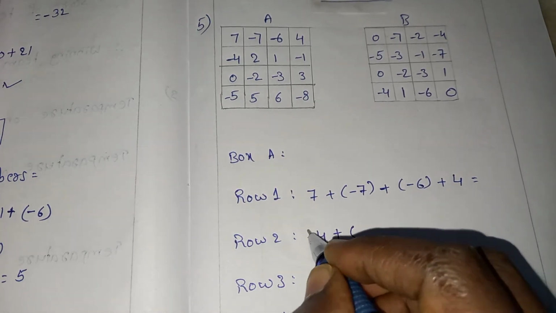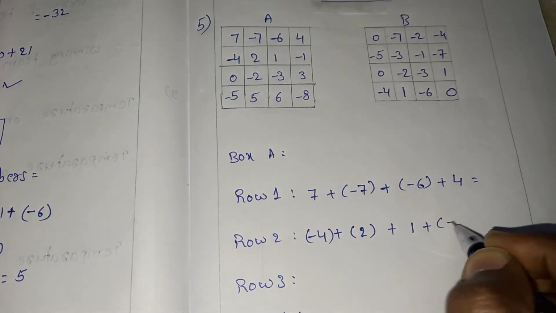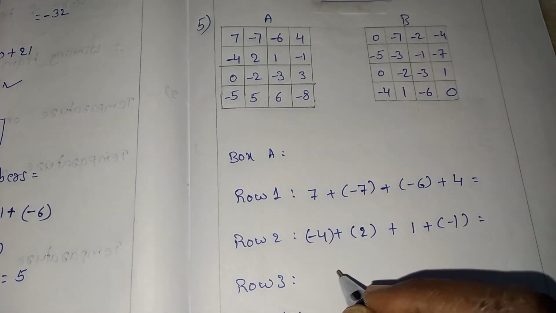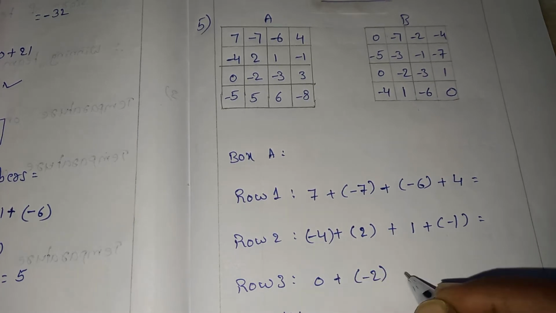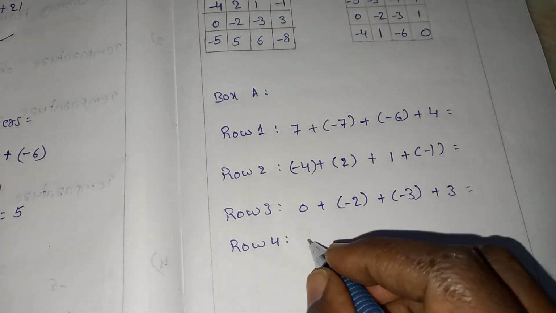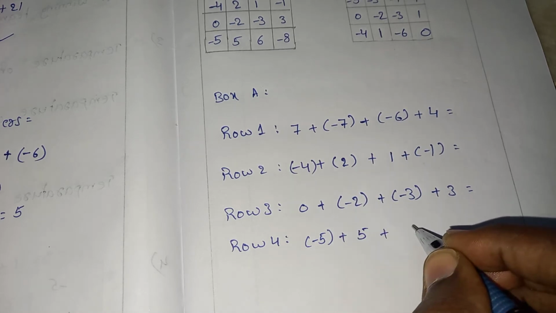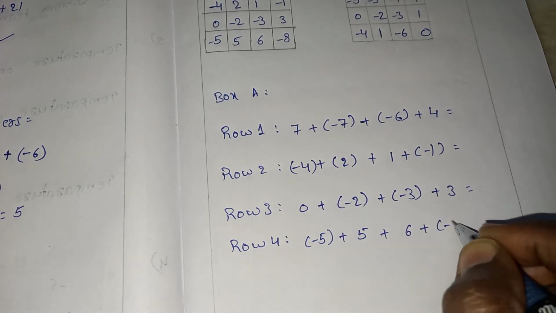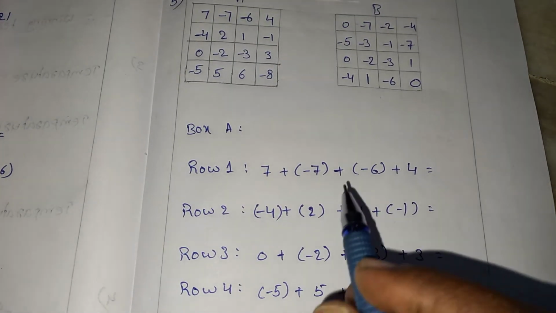-4 plus 2 plus 1 plus -1. Then 0 plus -2 plus -3 plus 3. Then -5 plus 5 plus 6 plus -8. Now we have to calculate the sum of each row.